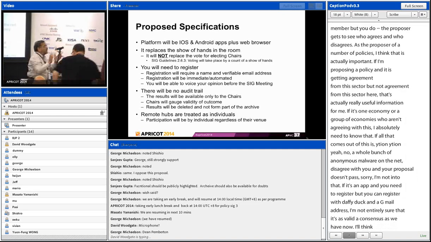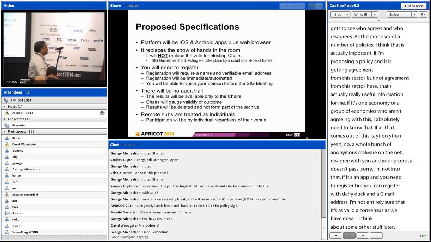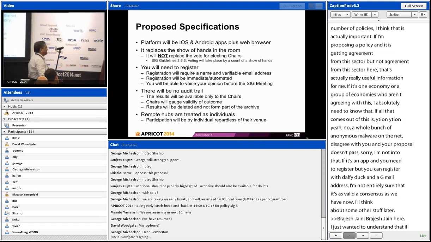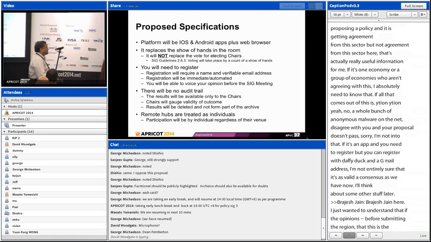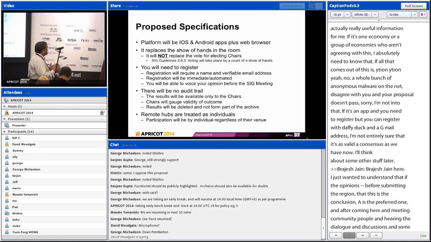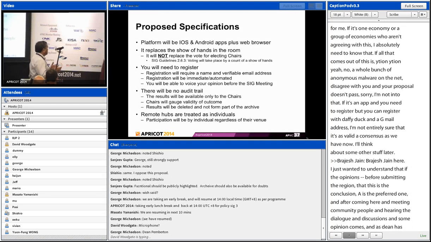Brajesh Jain here. I just wanted to understand, if the opinion before the SIG meeting reaches a conclusion that A is the preferred one, and after coming here and meeting community people and hearing the dialogue and discussions, some opinion comes, and as Dean's told, a different conclusion comes here that B is the better option, so what will it be? A, B, or?